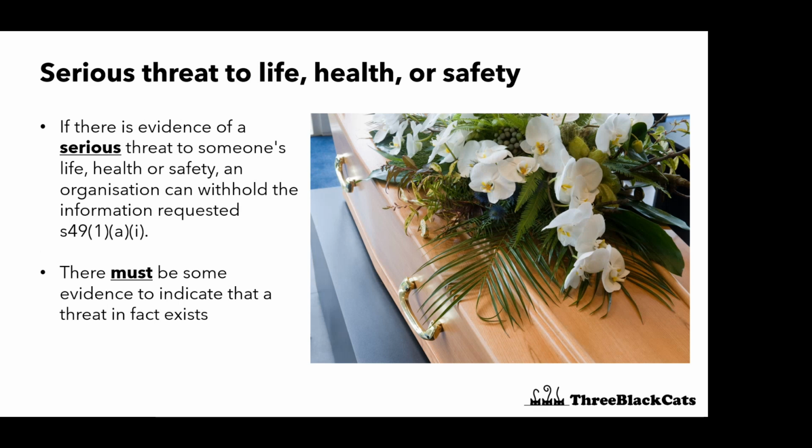Serious threat to health and safety. Now, this is the health and safety of the individual concerned who made the request or someone else. Okay, so if we release their information, we believe that they could, on reasonable grounds, come and kill somebody or really, really severely injure them. Now, this needs to be a serious threat. So I'm going to call you up is not serious grounds for my life, health or safety. I'm going to show up with an axe and kill you. That's serious. But there must also be some evidence that this threat exists.